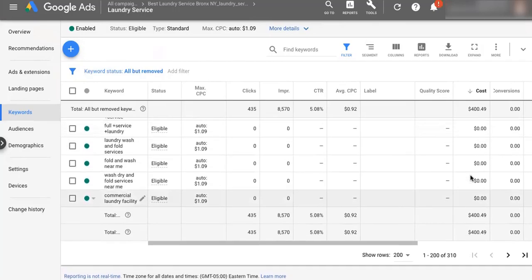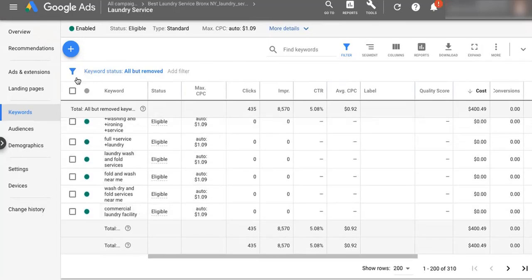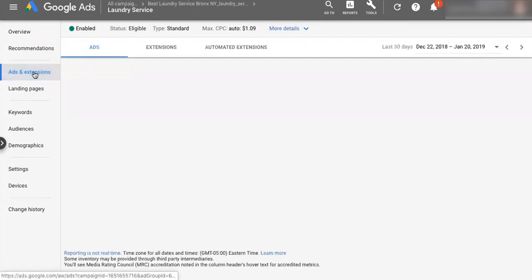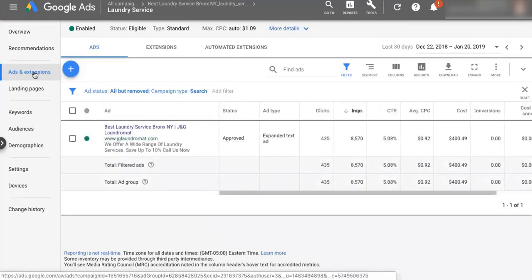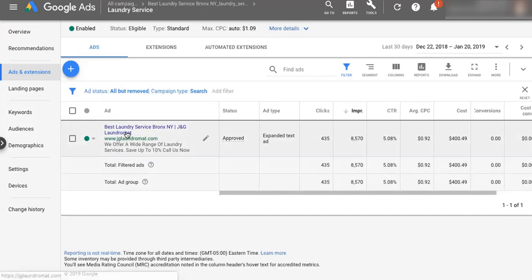And how many ads have they got? If you click on the ads and extensions, one ad. That's running at the minute. Okay, so it had 435 clicks. Best laundry service, Bronx, New York. We offer a wide range of laundry services. I saw dry cleaning as a keyword. If someone had typed in dry cleaning, the ad they want to see is dry cleaning. Yeah, that's the downside of having a stack of keywords in one ad group and one ad showing. You can't write an ad that is going to match every search term that's going to come through.